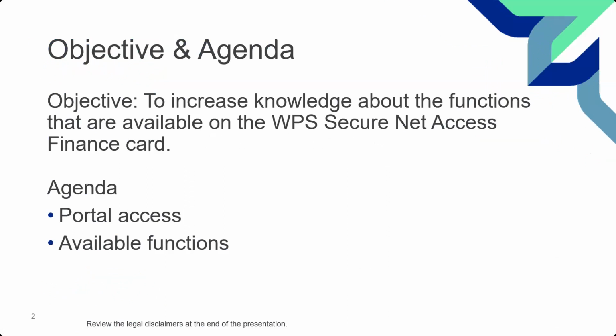Now, I've been holding monthly webinars to show the different functions that are available within the WPS Secure Net Access Portal, or SNAP. This is most commonly referred to as just the portal. This month I'm covering the finance card, and that includes 5 different functions. My goal is to increase your knowledge of these functions in hopes that it can make your job easier and more efficient. The examples included in this webinar were taken from a test environment, so these are not real scenarios.